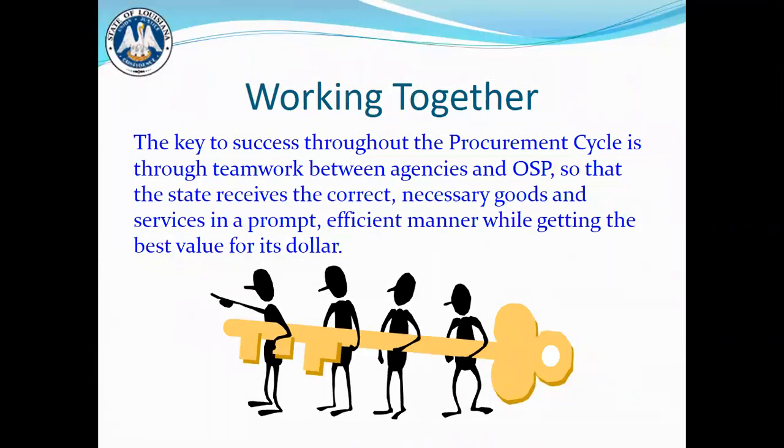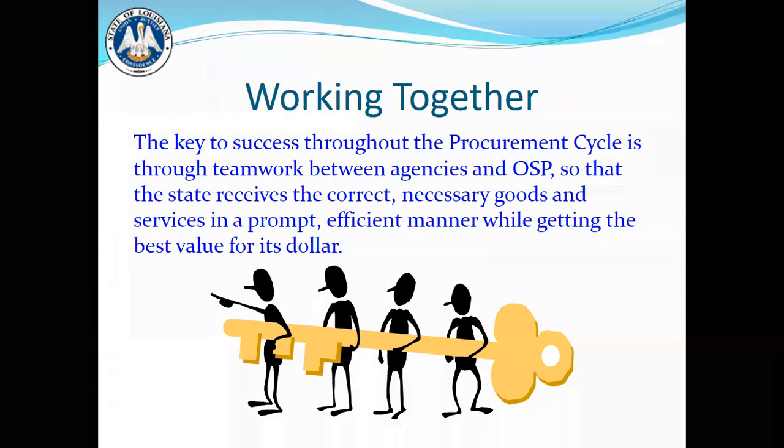And the main factor, the key to success throughout the procurement cycle is through teamwork between the agencies and the Office of State Procurement so that the state receives the correct necessary goods and services in a prompt, efficient manner while getting the best value for its dollar.